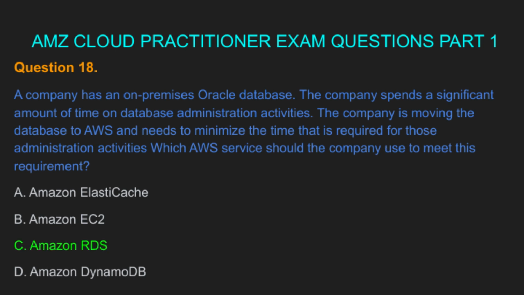The answer is C. Amazon RDS is a fully managed service that automates time-consuming administration tasks, such as hardware provisioning, software patching, setup, configuration, and backups. By using Amazon RDS, the company can minimize the time required for administration activities and focus on the core business activities.